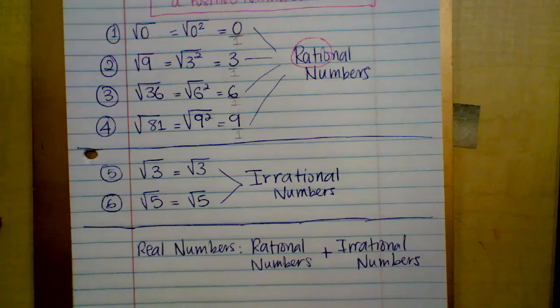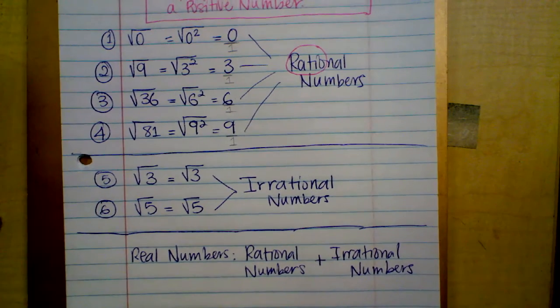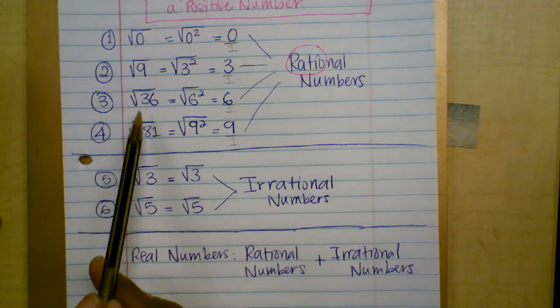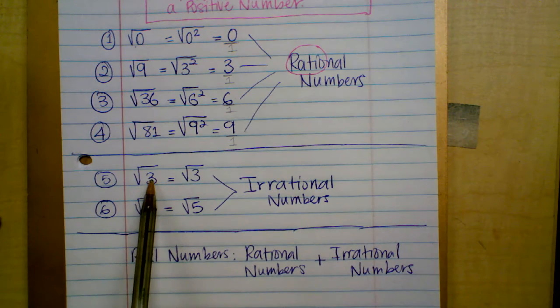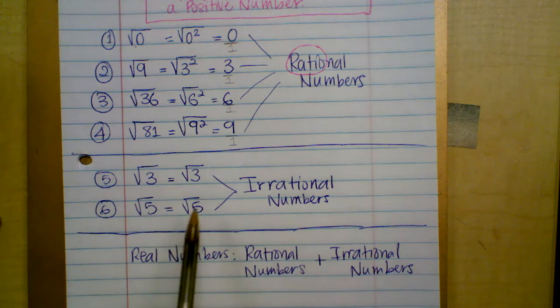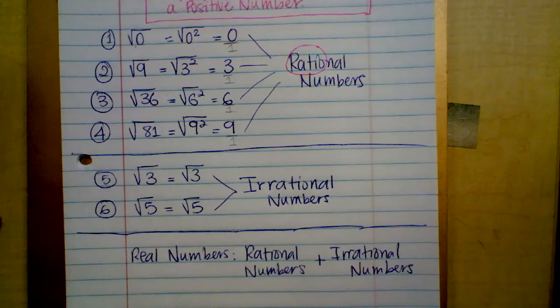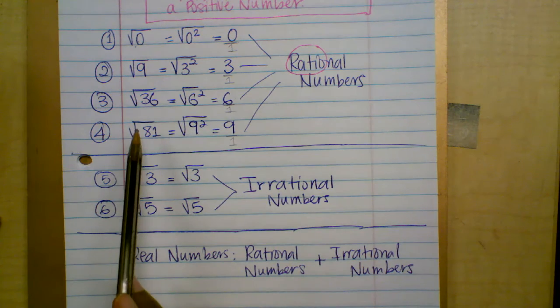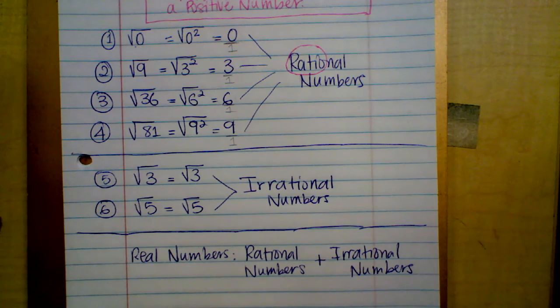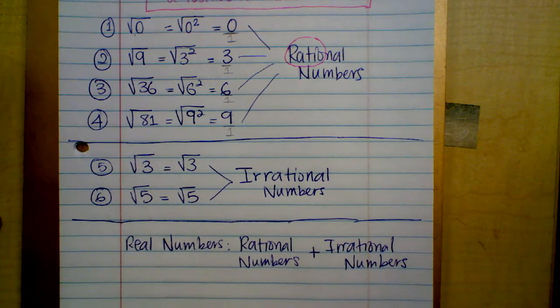So I showed you that by simplifying the square root of a perfect square, we get a rational number. When the radicand is not a perfect square, like 3 and 5, it's an irrational number. Next I'm going to show you another example of a square root of a positive number that is not a perfect square, but that you can simplify. Let me show you what I mean.